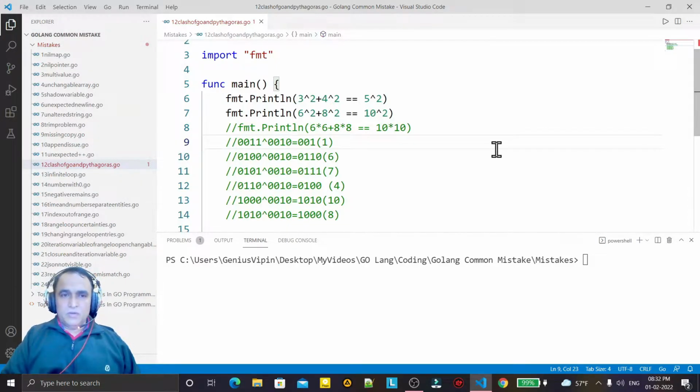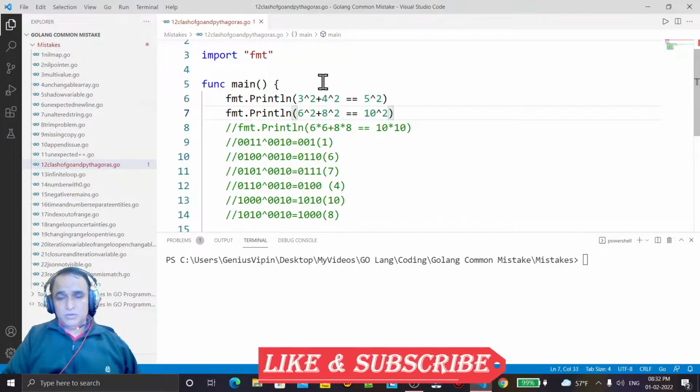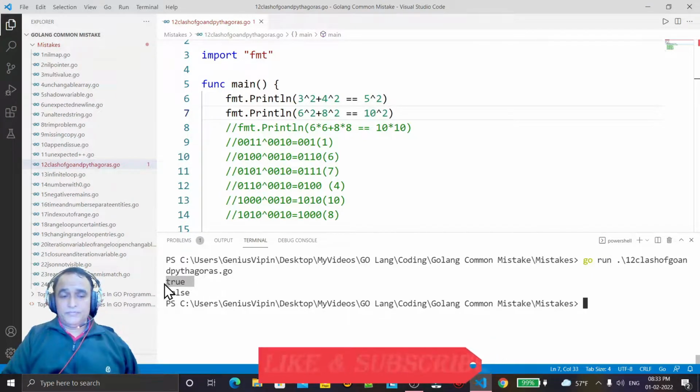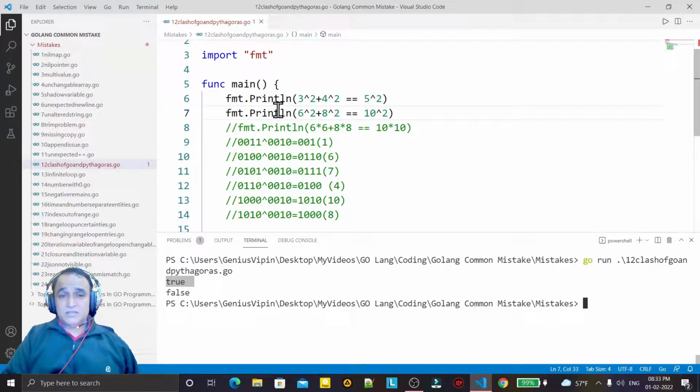In this video, we are going to learn one more common mistake in Go language: that Go language has a clash with Pythagoras theorem. How can I prove it? You see that if I am running this on the basis of Pythagoras theorem, if I put these two conditions, then this is equal to this and this is equal to this, clearly proved by Pythagoras theorem. But if I run this here, you see one is true and the second is false. That means Go language clashes with Pythagoras theorem. So both results are different but on the same algorithm.